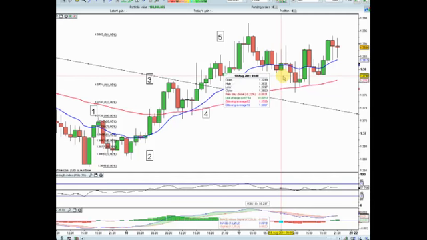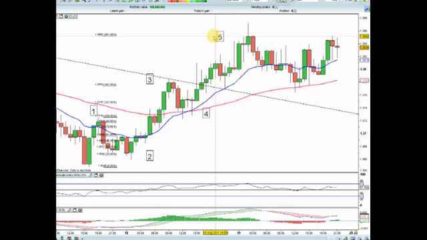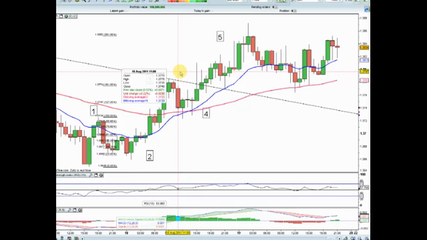You can also get extensions of those waves, but what we are looking for, okay, is projections, target levels, and that's why combining these Fibonacci extensions and retracements can be very, very beneficial for our trading indeed.